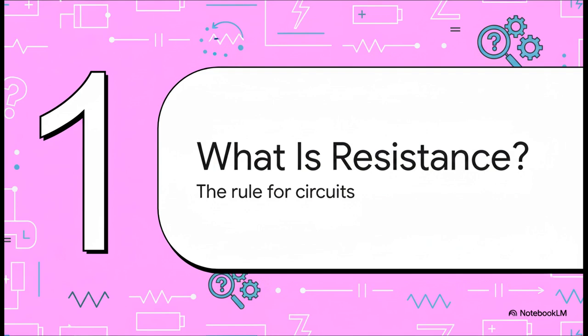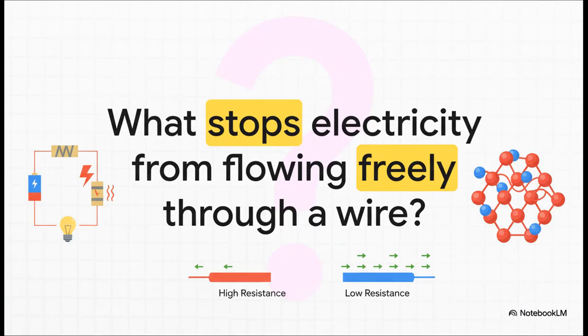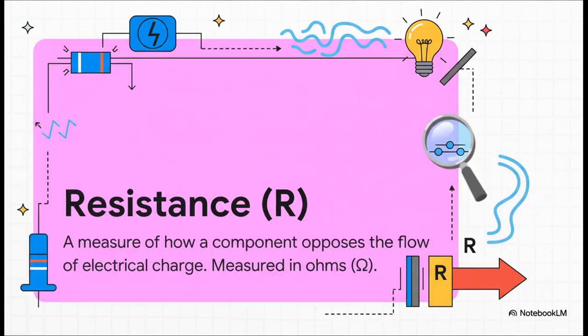Okay, first things first. Before we can even think about measuring resistance, we need to be totally clear on what it is we're actually dealing with. So you've got to ask the big question, right? We know that electricity is just this flow of charge, but what gets in its way? What's stopping it from just flowing perfectly? And the answer, of course, is resistance.